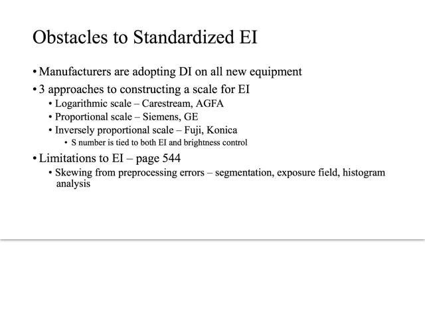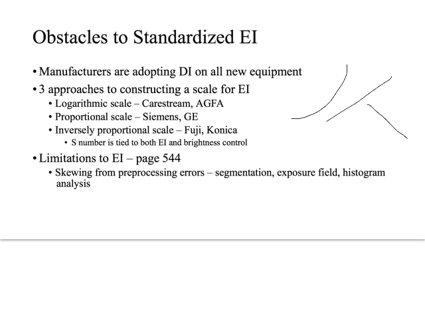We might have a logarithmic scale, so Carestream or Kodak and AGFA both use a logarithmic scale in which the values trend upwards to some limit. A proportional scale would be more like a straight line, and then an inversely proportional scale, like what we use over in our lab, the Fuji system, would look something like that. We're fairly familiar from our lab work with the inversely proportional scale that Fuji uses, because we talk all the time about if the S number is high, then the image is actually underexposed, so a high S number means I need to increase my technique, and vice versa.